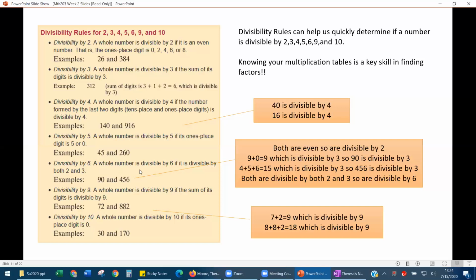Divisibility by 6 is possible if it's divisible by both 2 and 3. So if your number is even and the digits also add up to something that's divisible by 3, then your number is also divisible by 6. So back up at 312, it's even. We know it's divisible by 3, so I could have divided a 6 out of it as well. Divisibility by 9 if the sum of the digits is divisible by 9. And then if it ends in 0, it's divisible by 10.